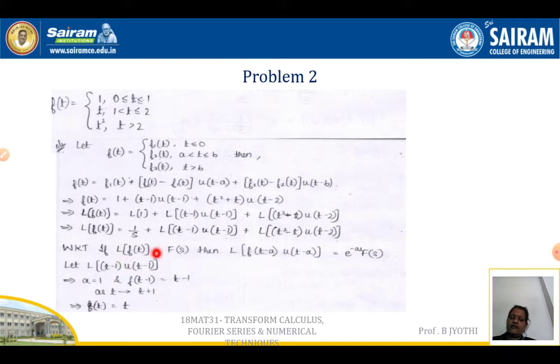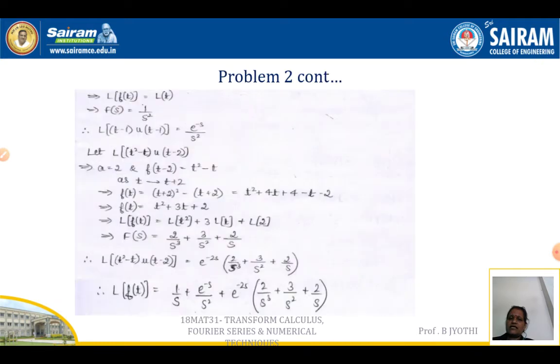And we know that L of f of t is f of s, then L of f of t minus a into u of t minus a will be e power minus as into f of s. Now let's consider the first part, that is L of t minus 1 u of t minus 1, where a is 1 and f of t minus 1 is t minus 1. As t tends to t plus 1, f of t will become t. So what is L of f of t? It is L of t, that's given by 1 upon s square. So L of t minus 1 into u of t minus 1 will be e power minus s divided by s square.